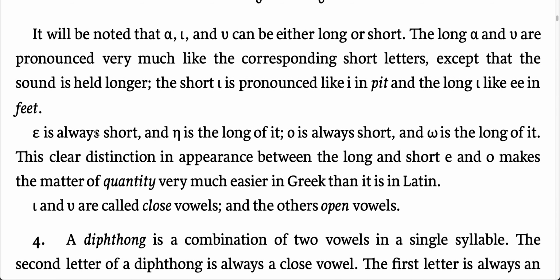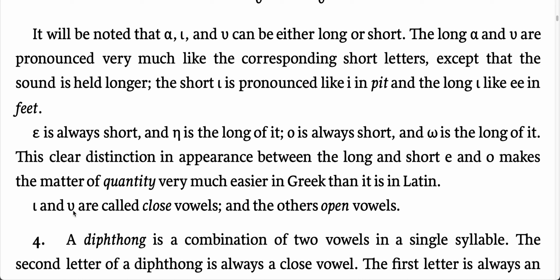Now, epsilon is always short. Eta is the long of it. Omicron is always short. Omega is the long of it. So this clear distinction in appearance between the long and the short, letter E and the letter O, you could say, makes the matter of quantity very much easier in Greek than it is if you know Latin.